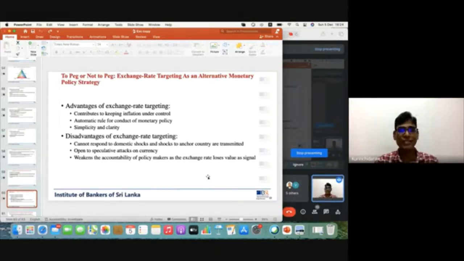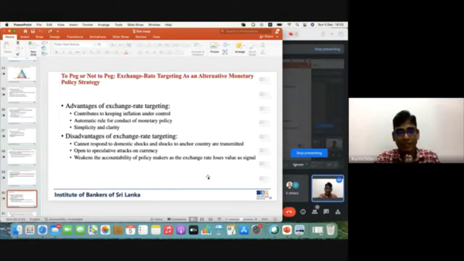The advantage of exchange rate targeting is, they target this exchange rate, and that contributes to controlling inflation, because you are importing a lot of goods and services. A country like Singapore depends on a lot of imported goods. So if you maintain a kind of fixed exchange rate, your prices will not fluctuate. Very open countries that depend heavily on imported goods want to maintain some kind of exchange rate target. So you can control inflation, and it's an automatic rule for the conduct of monetary policy.